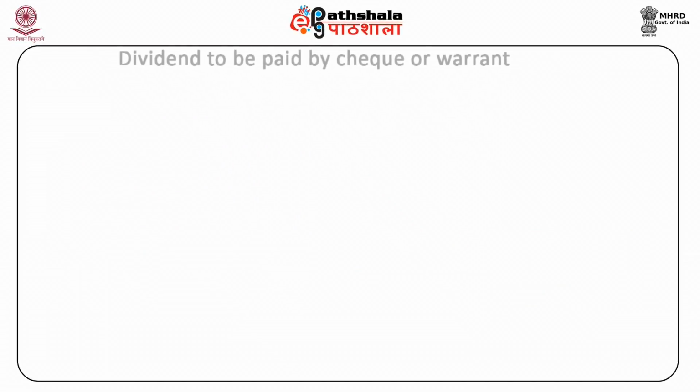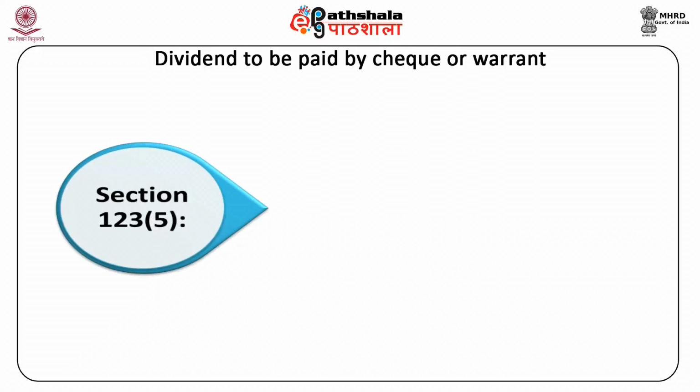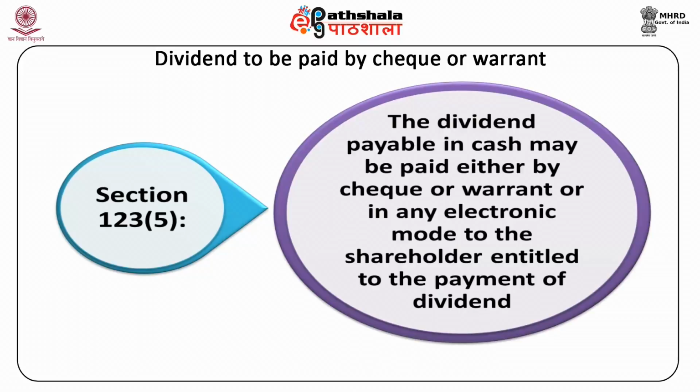Dividend to be paid by cheque or warrant. Section 123, subsection 5 of the Companies Act 2013 provides that the dividend payable in cash may be paid either by cheque or warrant or in any electronic mode to the shareholder entitled to the payment of dividend.